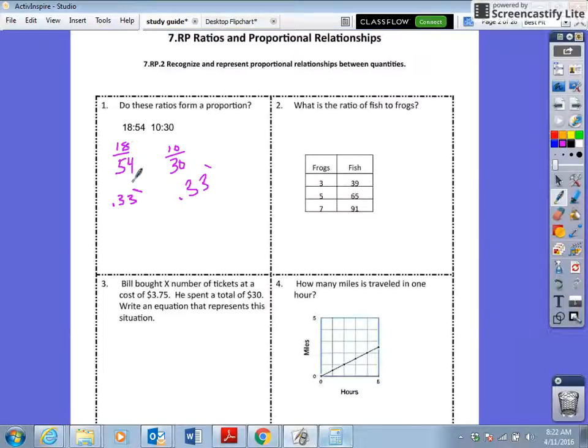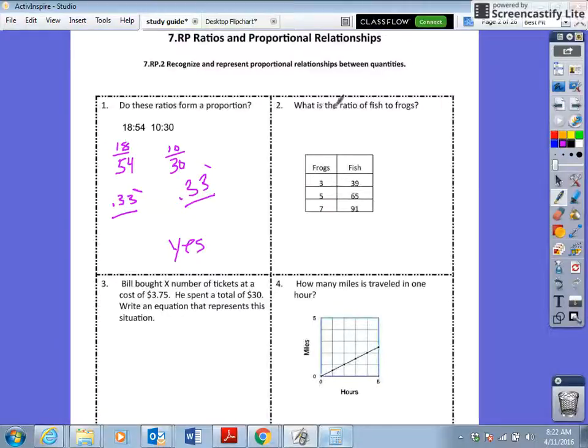Now, could I have done it the other way? I could. I could have done 54 divided by 18, which is actually 3, and I could have done 30 divided by 10, which is actually 3. I could have done it either way, but I didn't want to confuse you going down because every other thing that we do with proportions has to do with you dividing up. So these are a proportion. So do these ratios form a proportion? Yes, they do. So yes is your answer, but if you do not show this, I don't care about this. You need to show this.